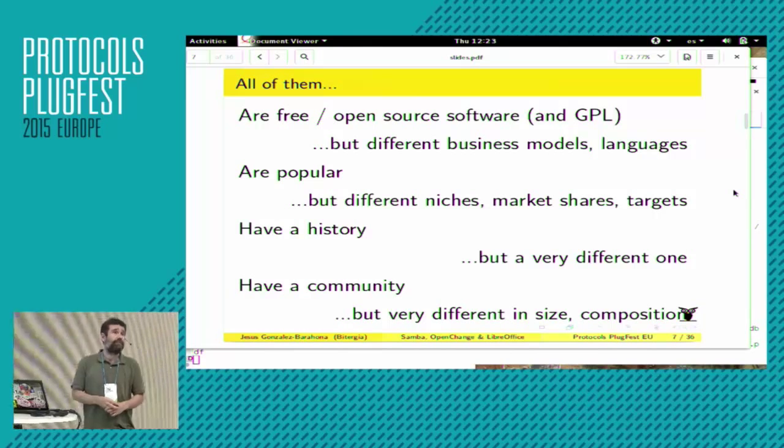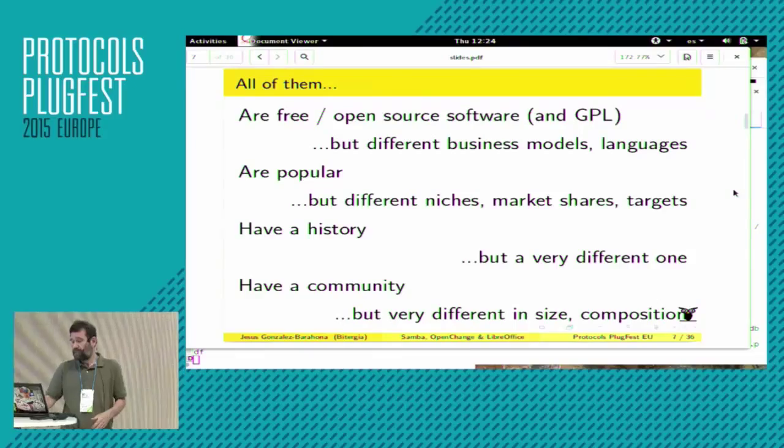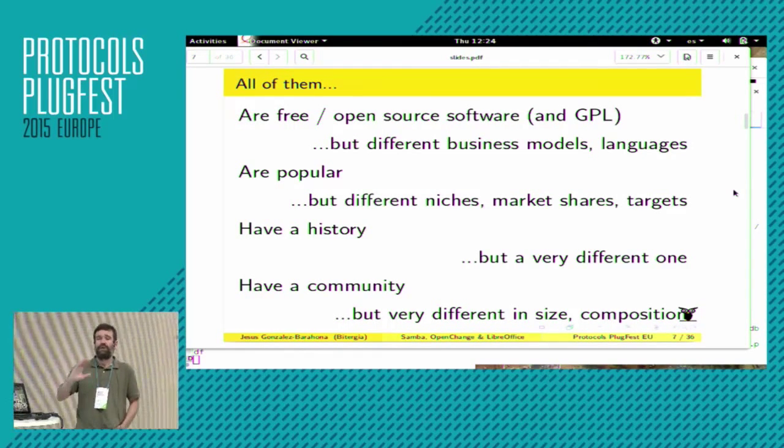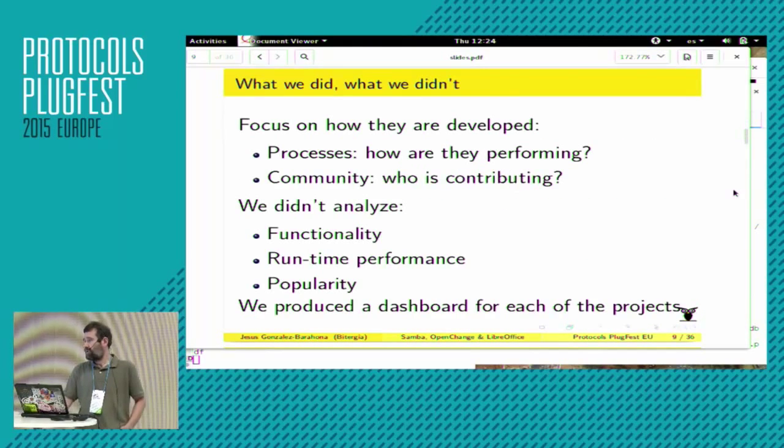All of them have a story, but the story is very different. So you have like 20 years of history, for instance, for Samba, or close to that for OpenOffice, or much smaller for LibreOffice. And as I said, all of them have a community, but the community is very different in size. So I like this because I could show the differences and when the analysis can show something and when it cannot due to these facts. So let's go to the study.